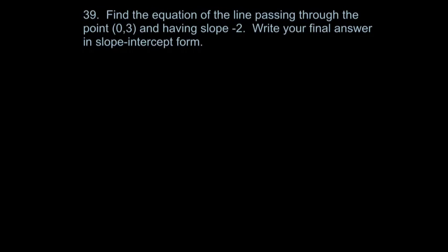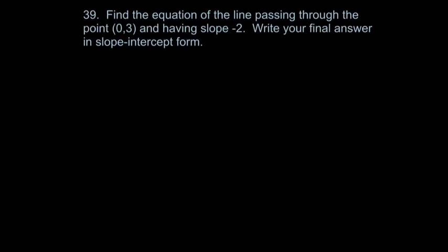I want to find the equation of the line passing through the point 0, 3 and having a slope of -2, and to write my final answer in slope-intercept form. This one's actually very simple if you know what you're looking at. When they give us the point 0, 3, that actually is the y-intercept. The x-coordinate is 0, which means that if I plot the point 0, 3, this point will be on the y-axis, which by definition makes it the y-intercept. So the y-intercept of this line is 3.